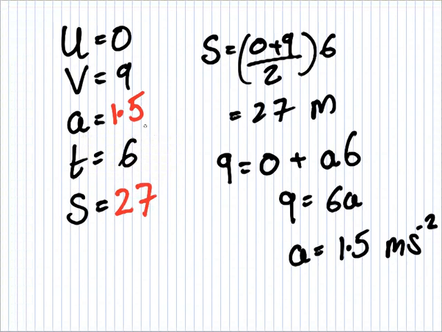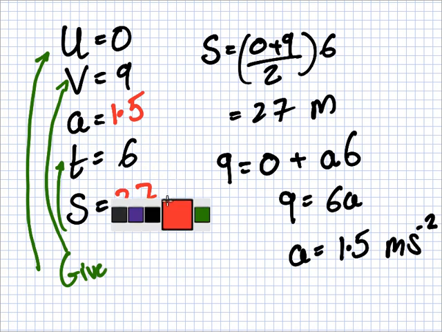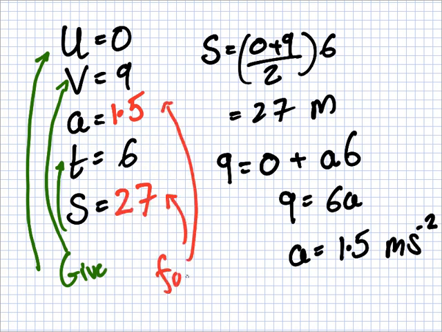So do you see here, I give you U, V, and T, and you could easily find A and S. We found those. Are we happy with this? It's not too bad, I hope, yeah? So far. Okay, continue.